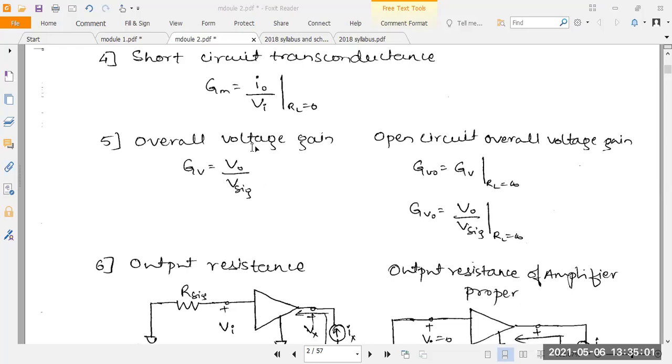Vsig means source voltage. Vi means input voltage across V1 and V2. For the amplifier there are two voltages, V1 and V2, and that is Vi. Then the open circuit overall voltage gain, Gv0, is equal to Gv when RL is not connected. That means RL is infinity. Same thing, you can write the form of voltage gain, that is Vo divided by Vsig.